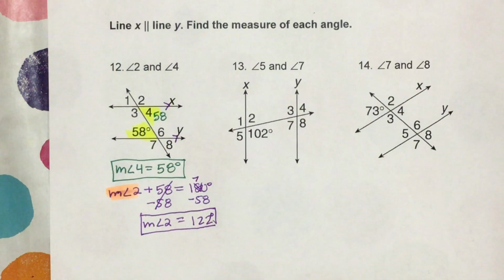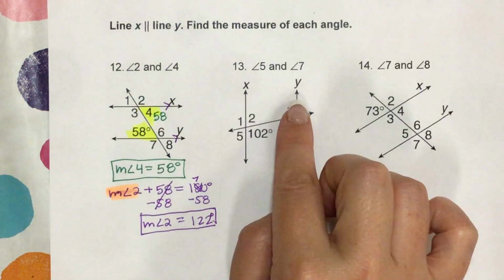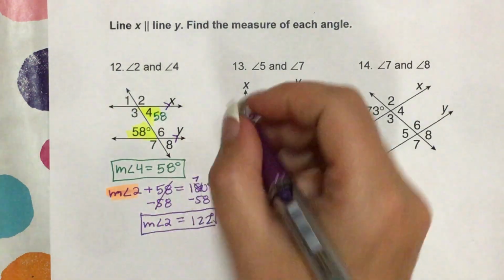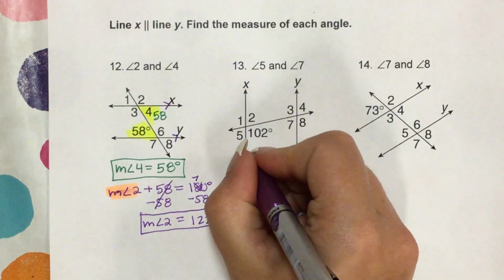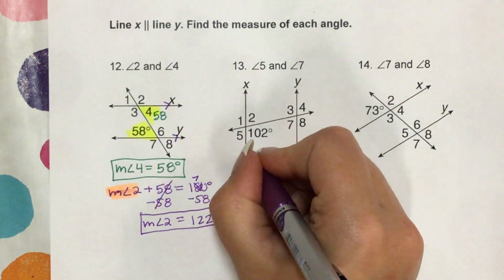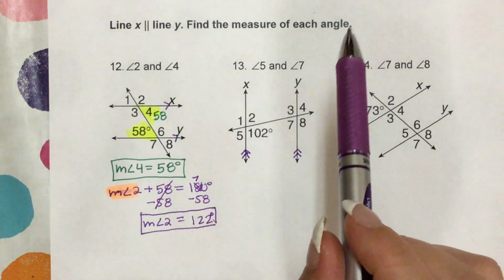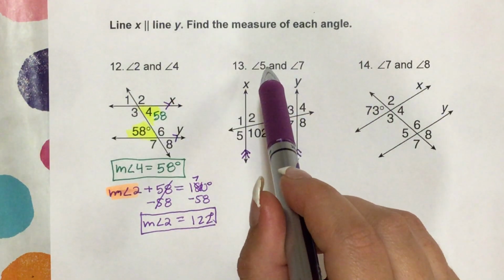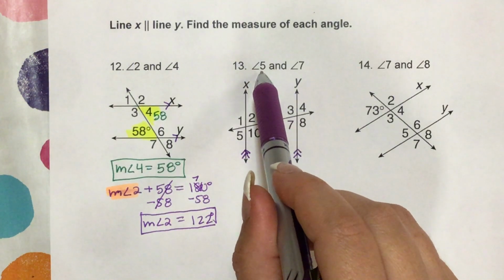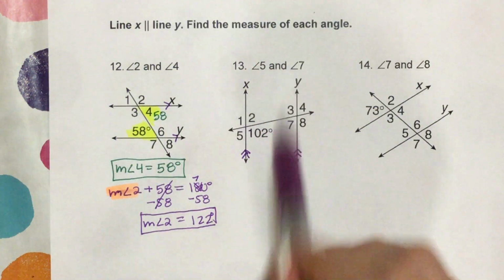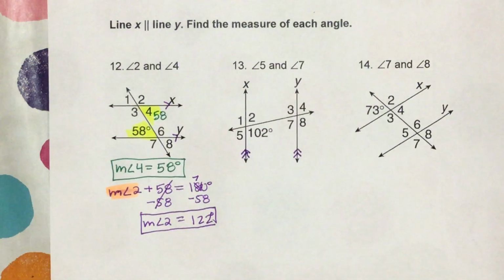Okay, on to problem 13. We know that X and Y are parallel. So I'm going to go ahead and write in my little parallel marks right here. This time I'm going to put 2 in there, 2 parallel marks, perfect. And we need to determine the measure of angle 5 and the measure of angle 7. All we're given is 102. What do you see?